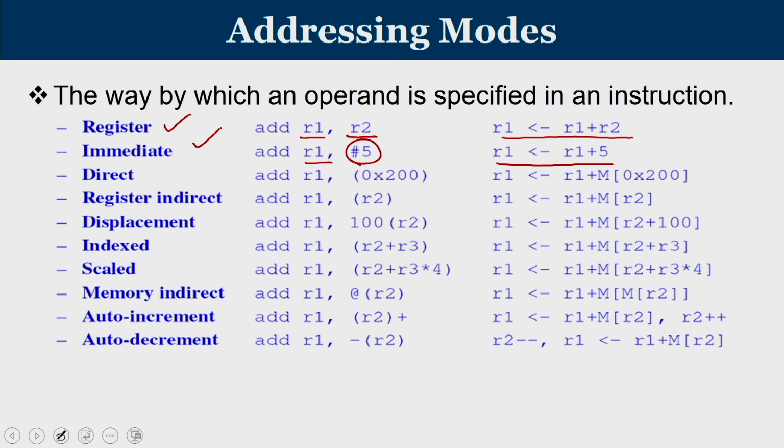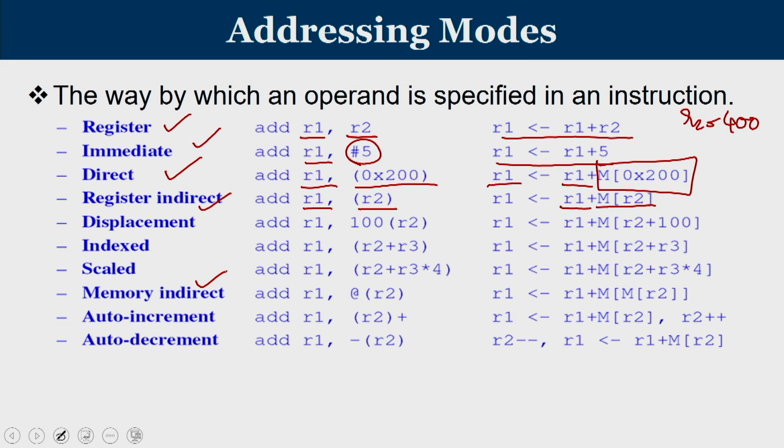The third one is direct addressing mode, where the content of location 200 has to be added with R1. So, R1 is equal to R1 plus the content of memory location 200. That is called direct addressing mode. The next one is called register indirect addressing mode, add R1, at R2. The meaning is you go to R2, let us say R2's value is 400, go to memory location 400, and that has to be added with R1 in order to get the result. That is called register indirect.